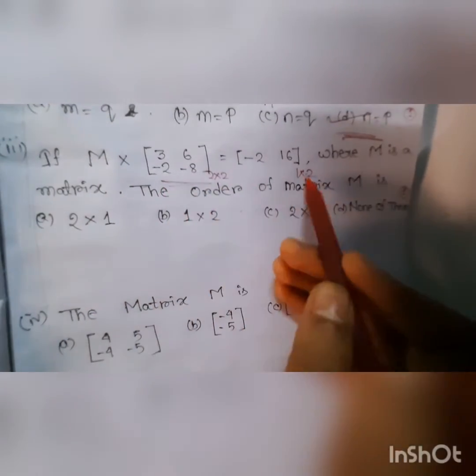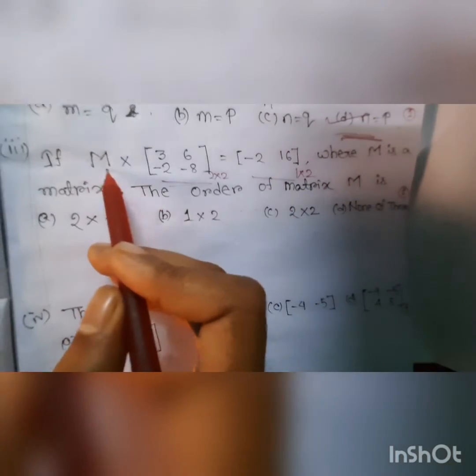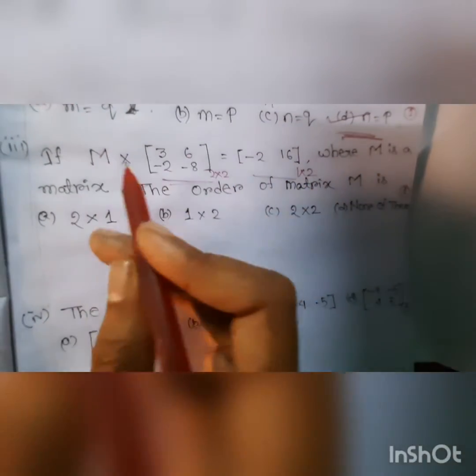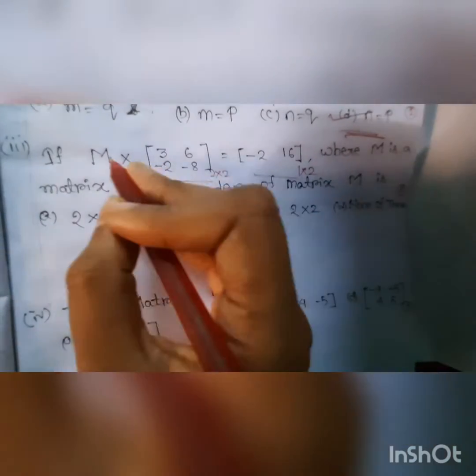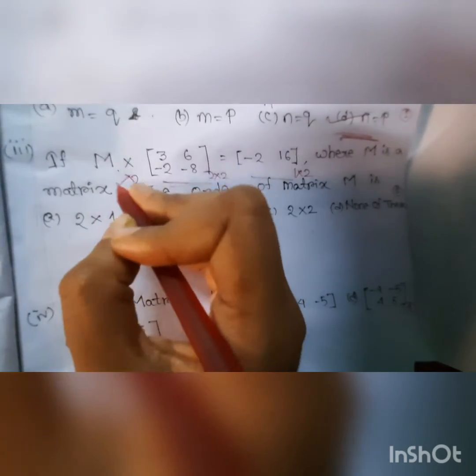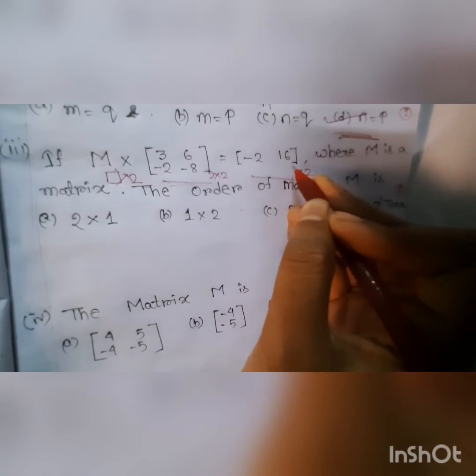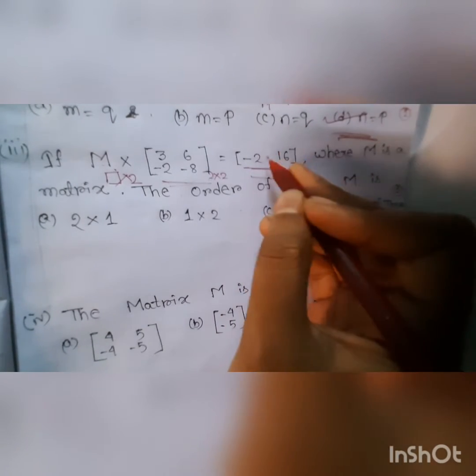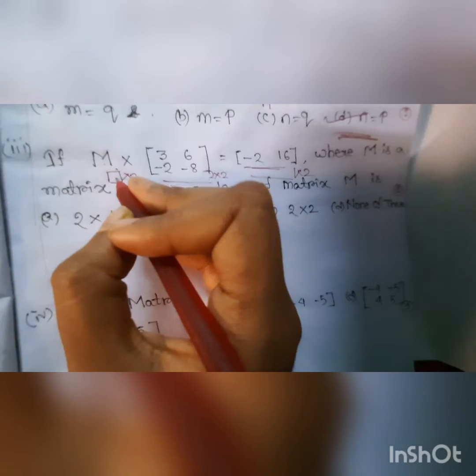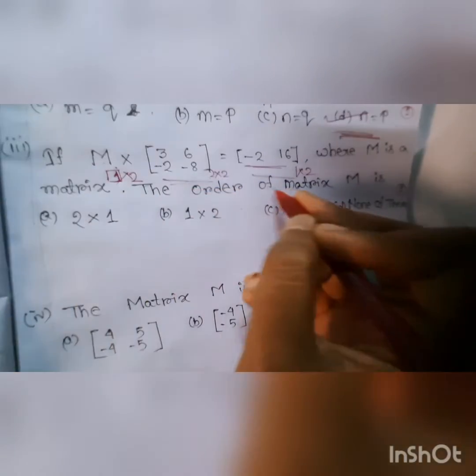In the last video, I told you that when a matrix is multiplied with a square matrix, the order of the resulting matrix and this first matrix will be the same. In another way, the column of this matrix must be equal to the row of this matrix, so here the column must be 2. Now what is the row of this matrix M? The row is equal to the number of rows of the resulting matrix on the right hand side of the equal sign, which is 1. So the order of matrix M will be 1 by 2.